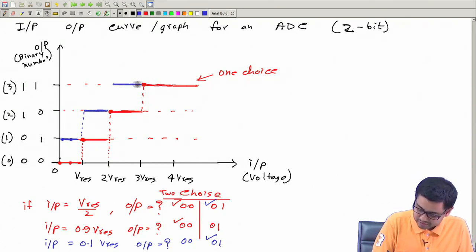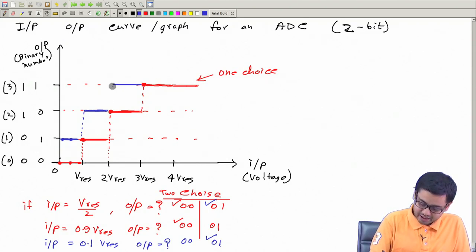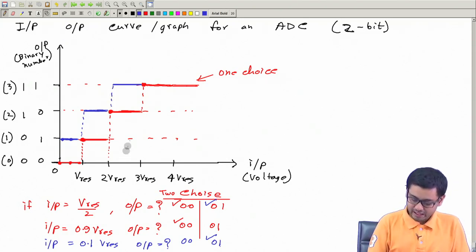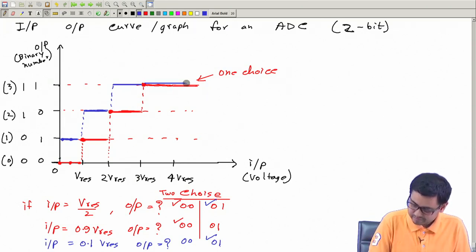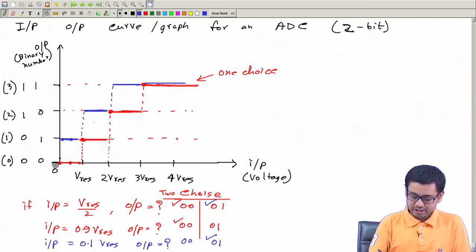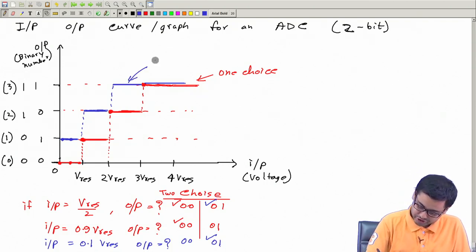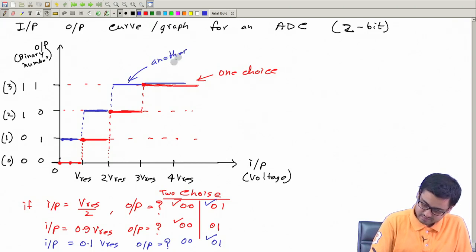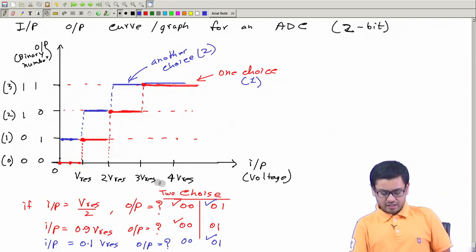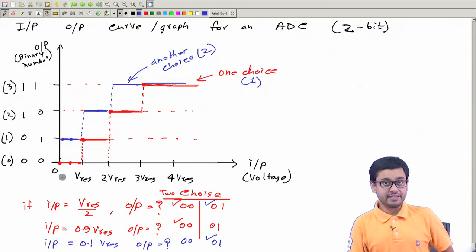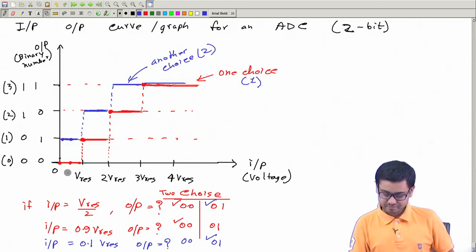So, this is another input output characteristic, and then definitely this will also continue like this. So, this is another choice. Call it choice 2, call it choice 1. Now, which choice is better? Let us ask, which choice is better?